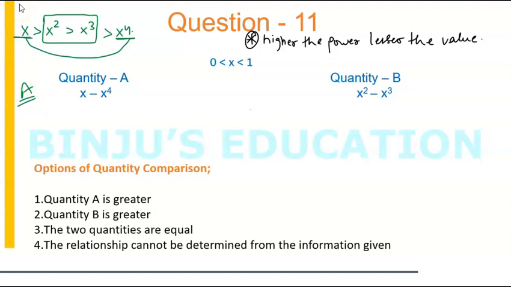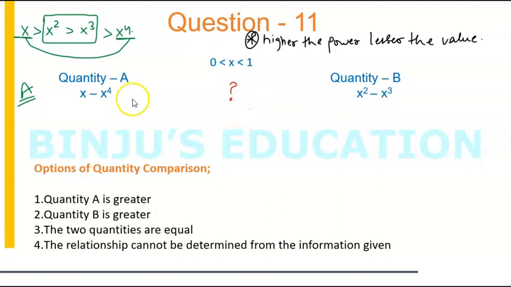So this is one way in which you can solve the problem without even manipulating quantity A and quantity B. What's the other way? If you're not very comfortable with the subtraction and the differences, then there is another way out. Put a question mark because you do not know what the relationship is.